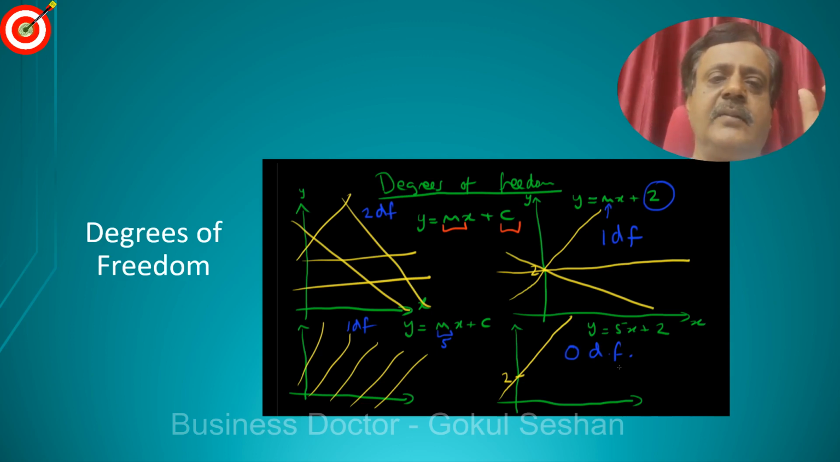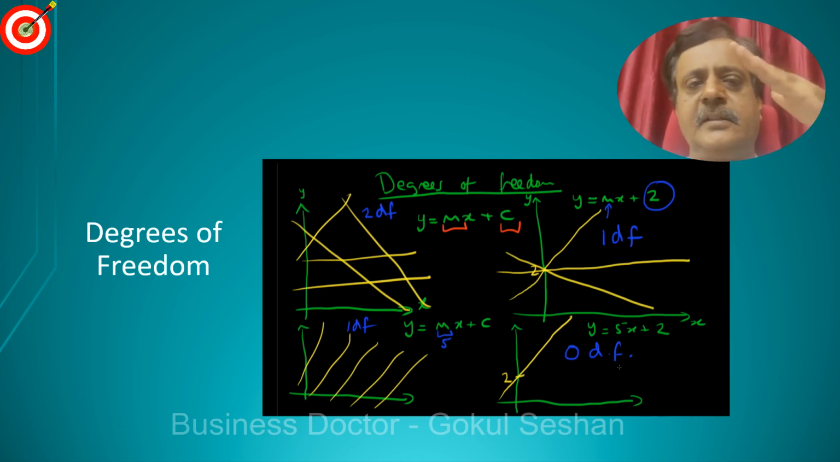And suppose you have y equal to 5x plus 2, the number of degrees of freedom is 0, because for any value of x, it is always going to be one line you will get. So there is no degrees of freedom. It will be only this particular slope.